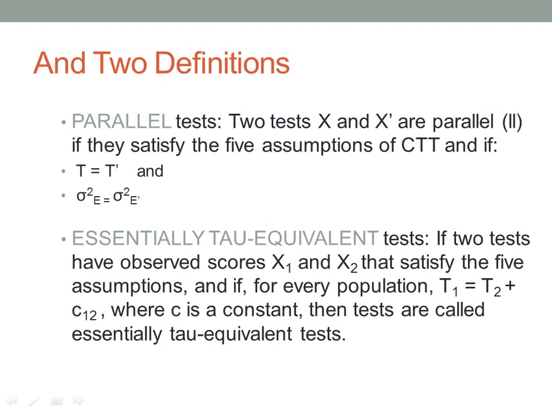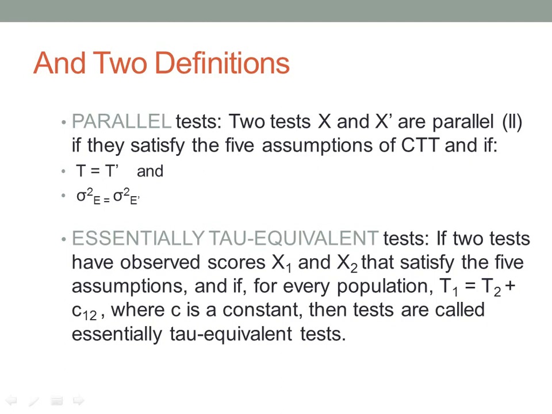The first is of parallel tests, and that states that two tests are parallel, x and x prime, if they satisfy the five assumptions of classical test theory. Those are the five assumptions that we've encountered before. They include that the obtained score equals the true score plus the error score, that the expected value of the obtained scores equal the true scores, and then those three housekeeping equations. And if t, the true scores on the first test, equal t prime, the true scores on the parallel test, and the variance of the error scores equal the variance of the error scores on the parallel test.